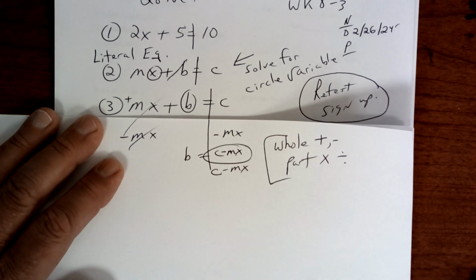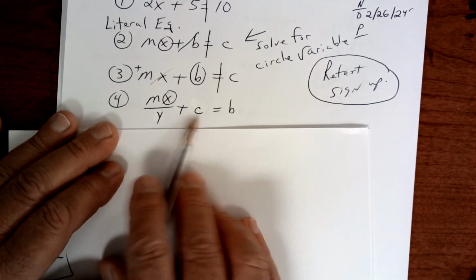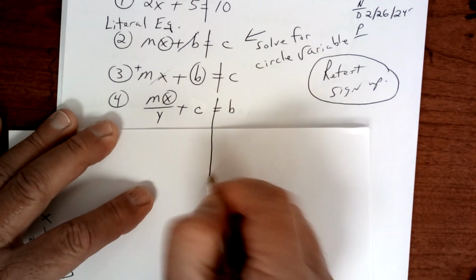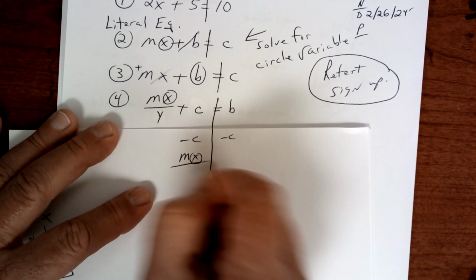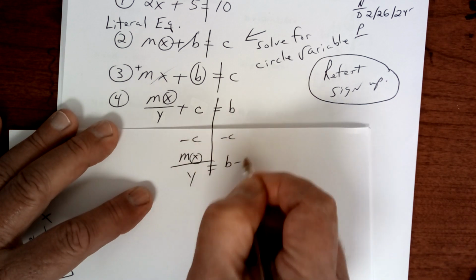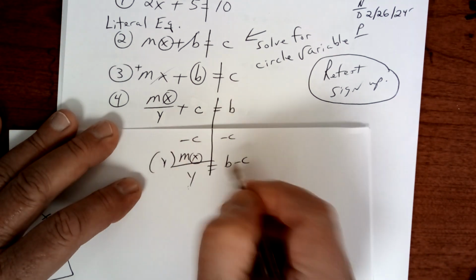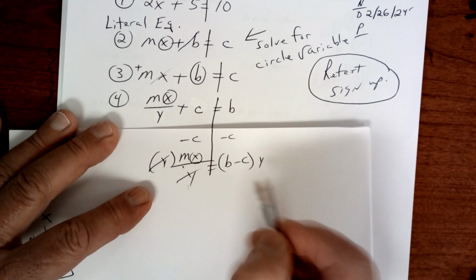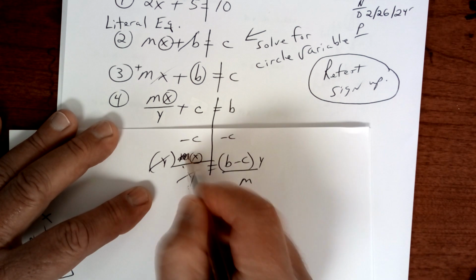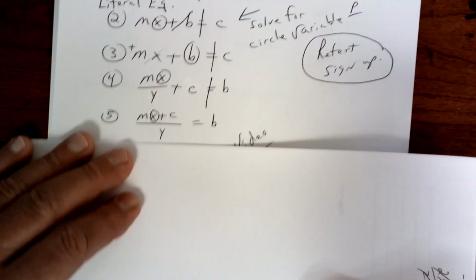Okay? All right, this next one right here, well, what I would do first is get rid of that c, draw your line, subtract c. So you're going to get mx over y is equal to b minus c. Now you're dividing by y, so I would multiply by y. So put parentheses around there like that. And then you want to divide by m, and then you're done. Okay? Pretty simple.